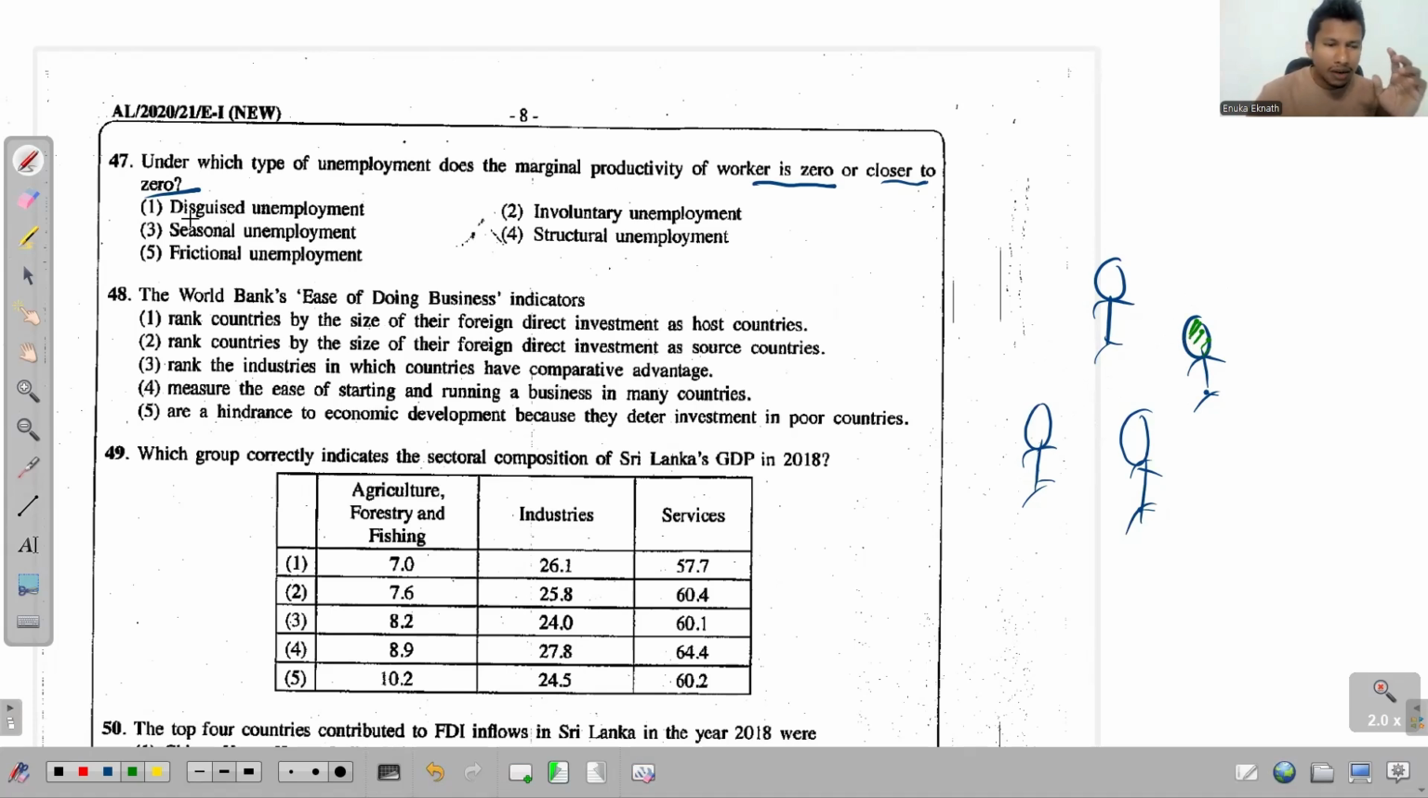And that situation we recognize as hidden unemployment, right? But in this provided paper, they haven't used the word hidden unemployment, so we will have to choose disguised unemployment. So that's the answer. Just refer to the notes, you will find this, right? They are in the notes, in any note, right?